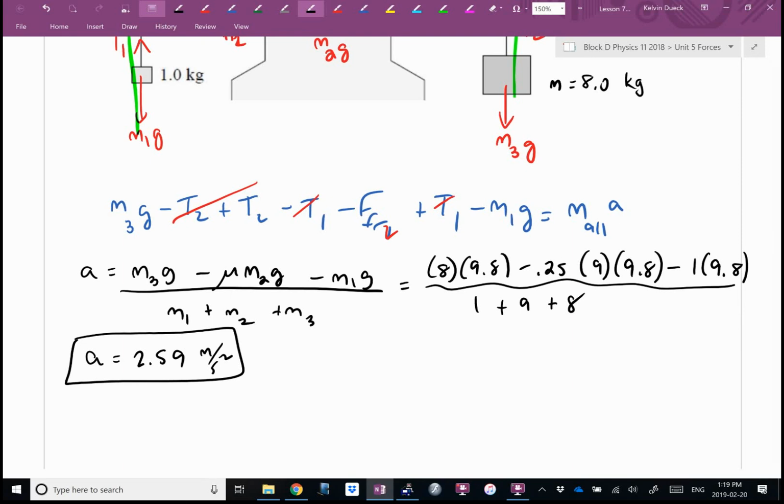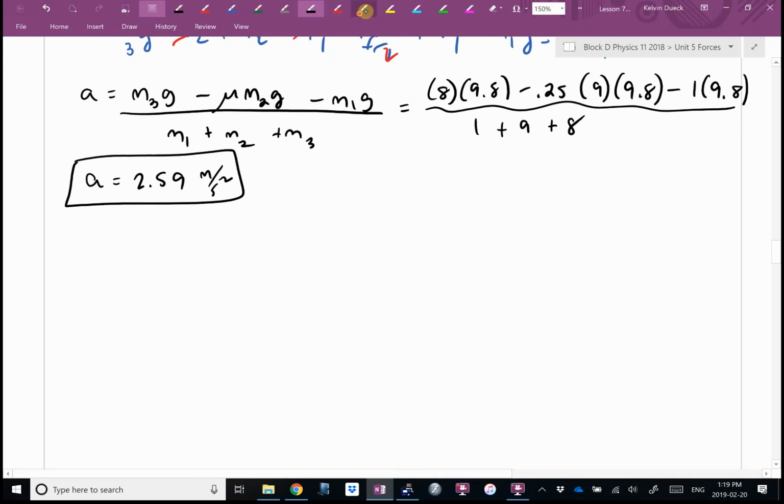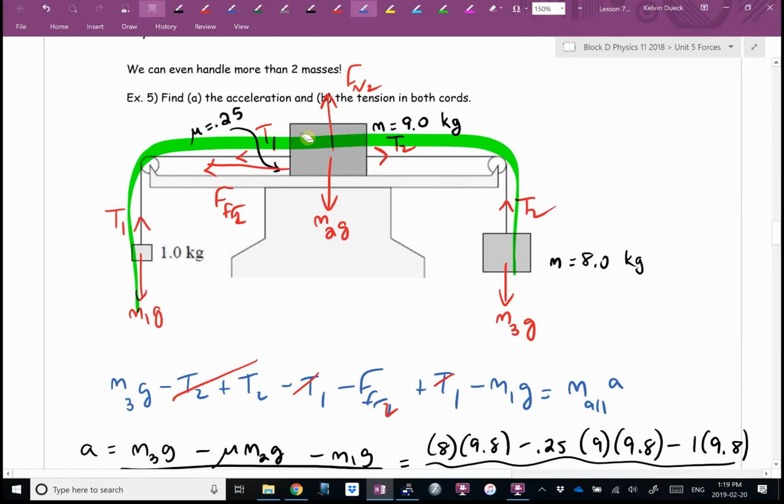Carlos, what's B want me to find? The tension of both fluids. Okay, I'm going to go like this. On the left, I'm going to do tension 1. On the right, I'm going to do tension 2. Which mass don't I want to use? Which one looks the ugliest to work with? Yeah, this middle one here. It's all sorts of junk on it.